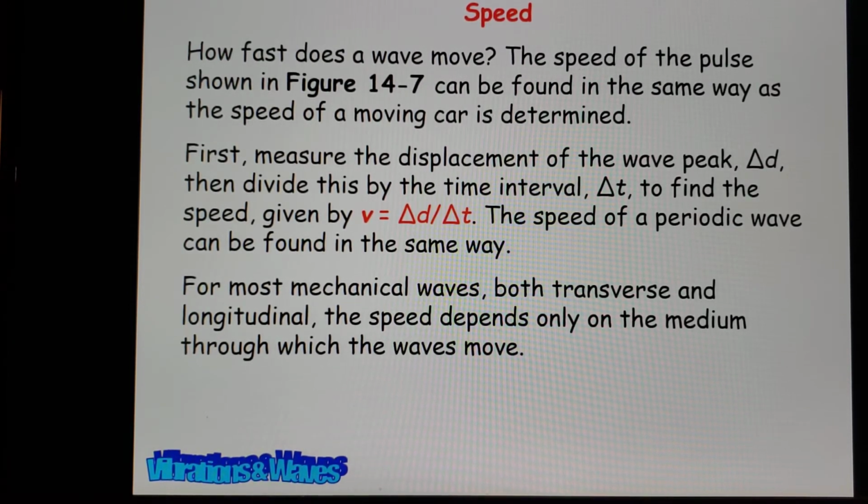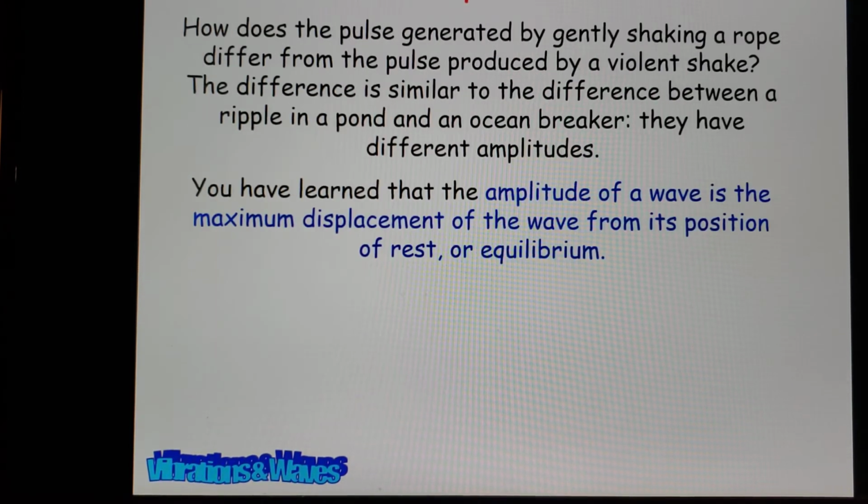So the speed of the wave is the distance or the rate at which it moves down the medium, whatever that medium is. Amplitude is how big the pulse is.